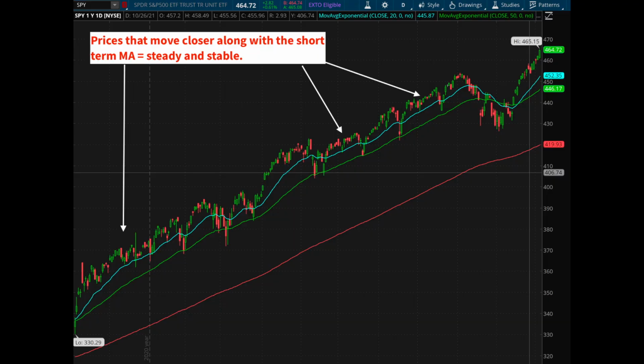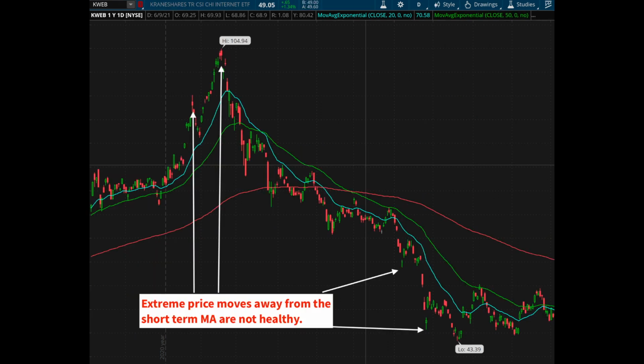The final thing is I pay attention to where is the current price relative to the short-term moving average. And specifically, I want to see that prices are not too far from it, because it is a red flag to me if prices are running too far away from a short-term moving average.